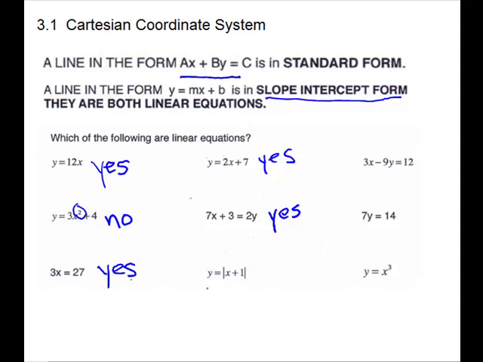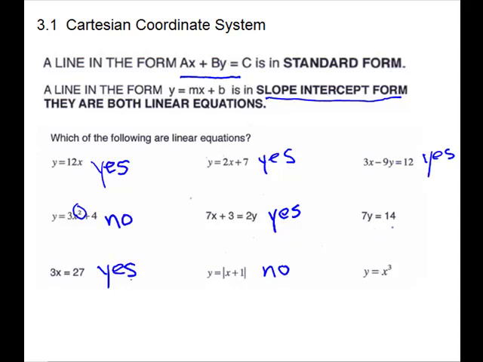Our sixth one, this one is not a line. The absolute value symbols, that's a special type of notation and a special graph. So this one is not a line. On this side, 3x minus 9y equals 12. Exponents of x and y are 1. This is a line. And this is in standard form.